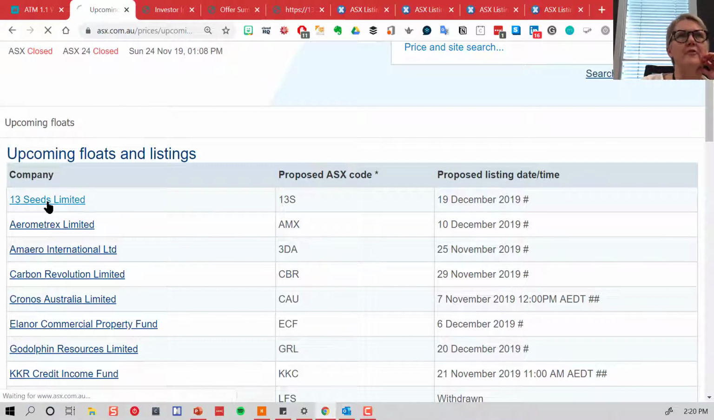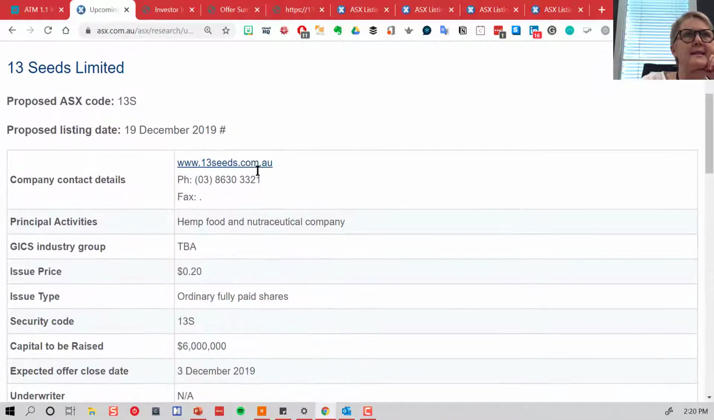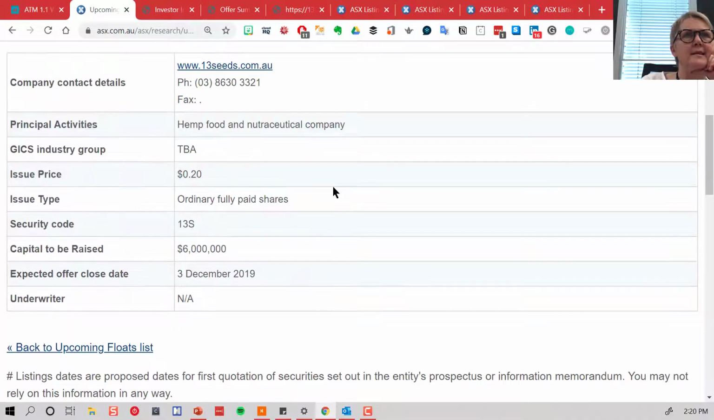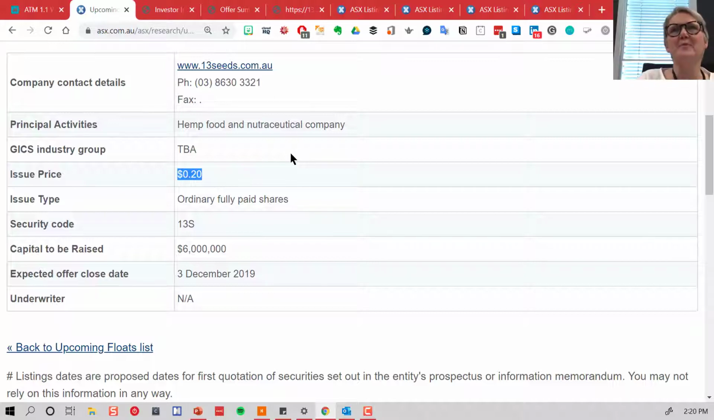We can flip through, and all the ASX is going to tell us is what its website is and its telephone number. I don't know why anybody still has fax there. What it's going to do: this is a hemp food and nutraceutical company. This is where I possibly need to put a warning over my recording that says I am not providing anybody with any financial advice. I have looked at this company for the first time this morning.